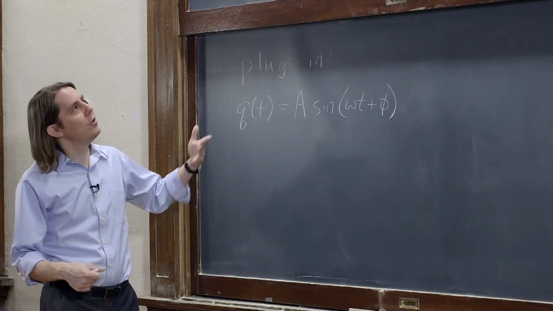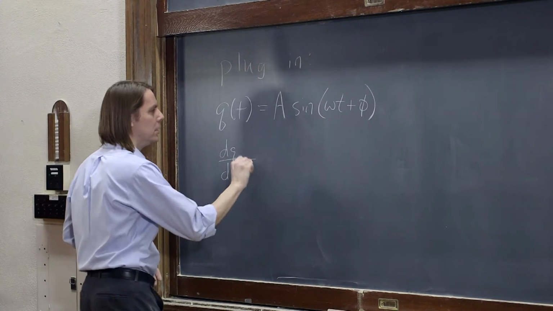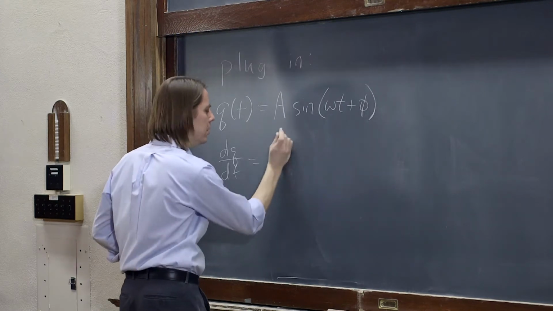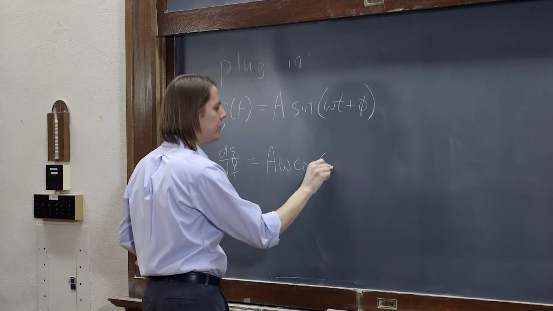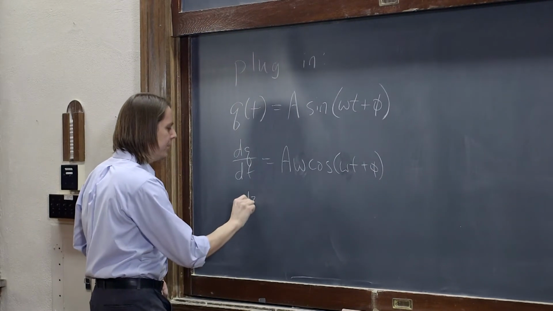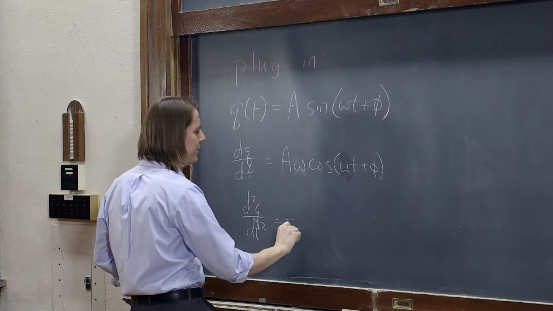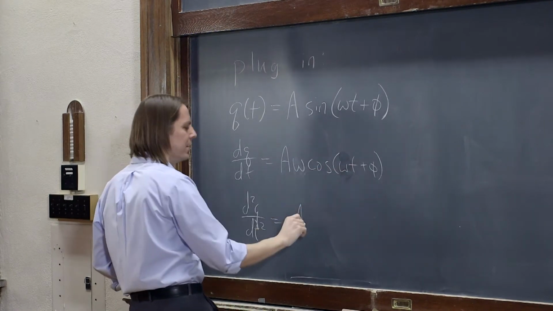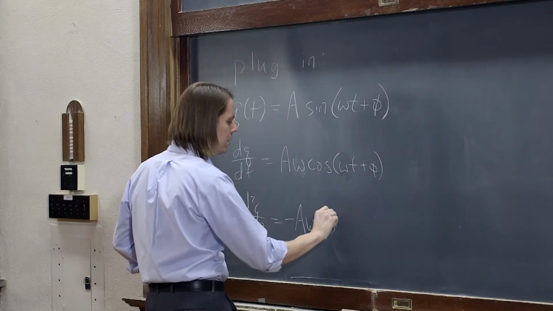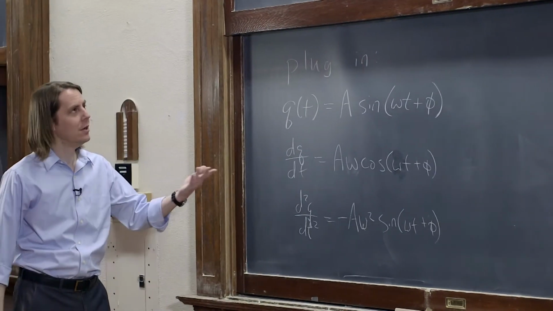So now, to plug it in, we literally just plug it into the differential equation. We need dq dt, and the derivative of sine is cosine. You pull out an omega, so it's a omega cosine omega t plus phi. And you need the second derivative. The derivative of cosine is negative sine, minus a sine, and you pull out another omega, omega squared sine omega t plus phi. So now we're ready to plug in.